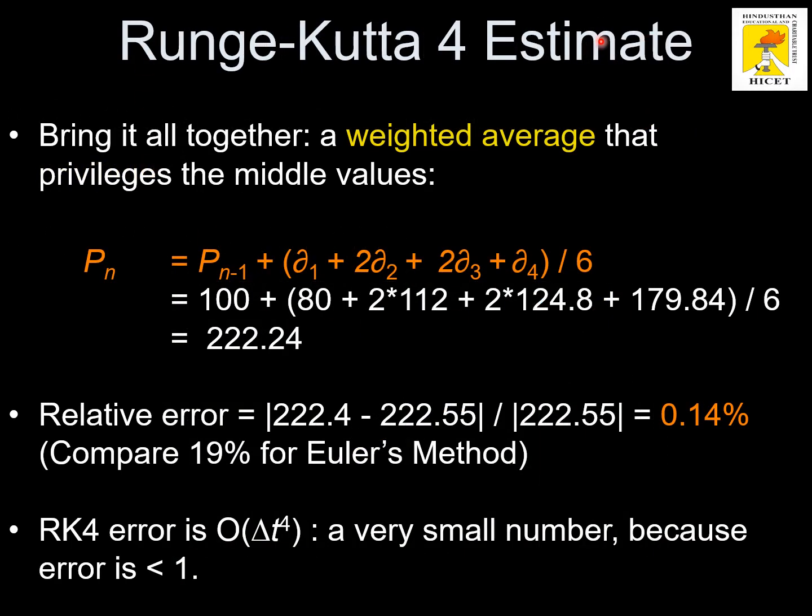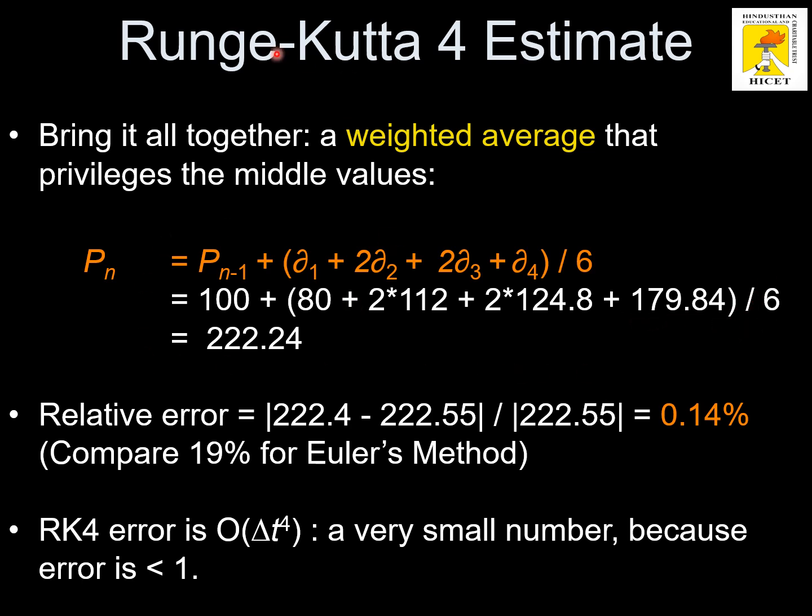So the Runge Kutta 4 estimate brings it all together: a weighted average that privileges the middle values. That is, Pn is Pn minus 1 plus dou 1 plus dou 2 plus 2 dou 3 plus dou 4, divided by 6. That is 100 plus 80 plus 2 into 112 plus 2 into 124.8 plus 179.84, divided by 6.